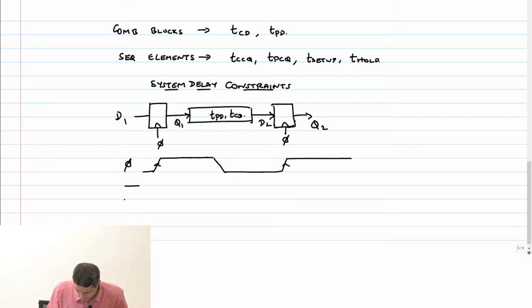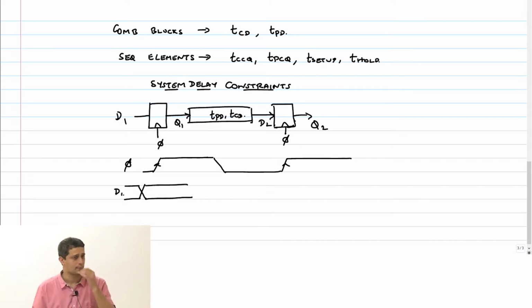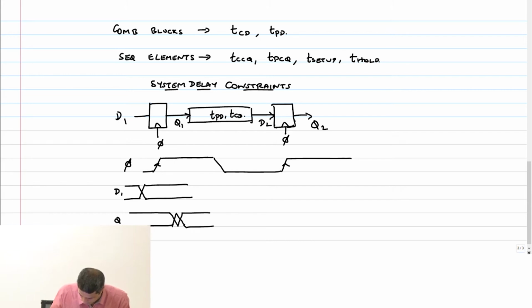I have a change in D1 that's happening here, right? So after the clock rises, right, at 5, Q1 will change after the clock edge. This is what? TCCQ. What does this mean?